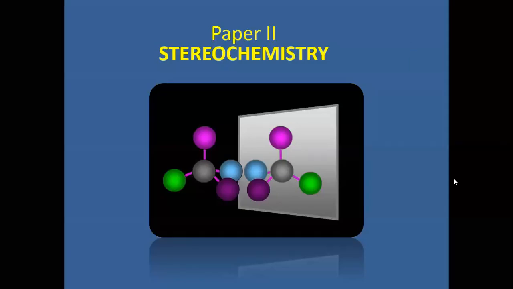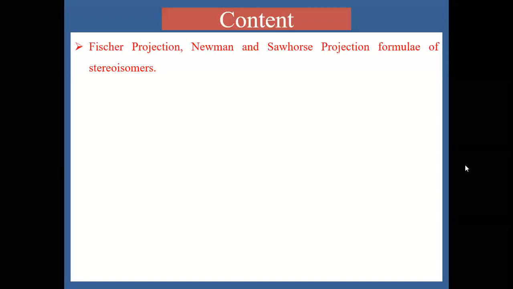So let's start with paper 2, stereochemistry. First is content. What is the content in our syllabus? First topic is Fischer projection, Newman and Sawhorse projection formula of stereoisomers. Here we are going to study structures of stereoisomers in 3 different ways.